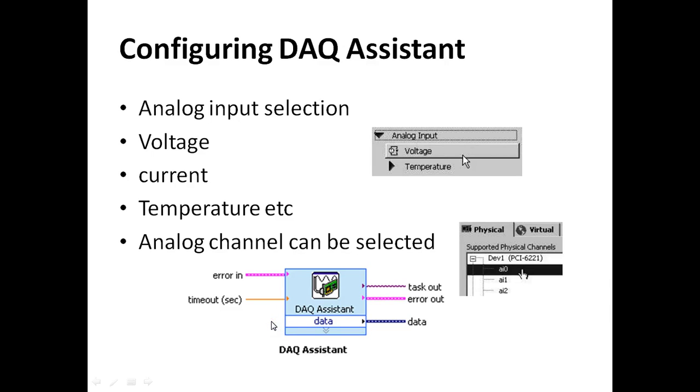According to our settings, the DAQ Assist system will have a different function palette. Means it will show different function blocks according to our settings, and it has the error in and error out method for determining the error signals and all, and we can give the timeout signals also. So this is the overall configuration of the DAQ Assist system.